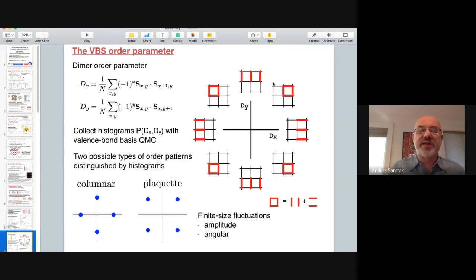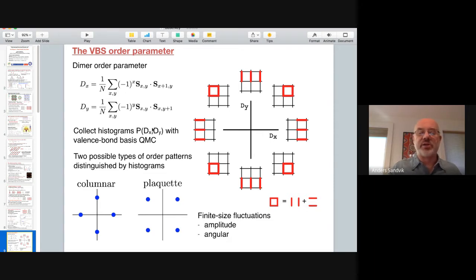And the plaquette states have both dx and dy. If you evaluate these order parameters in the plaquette states, you will find that they have both dx and dy, but they can both be positive, or one of them can be negative, or both of them can be negative. These are just some special cases, and then you can actually have any angle here, and that corresponds to some sort of fluctuation between columnar order parameters, or you could say between a plaquette state and a columnar state. So it's basically some state that has both types of order.